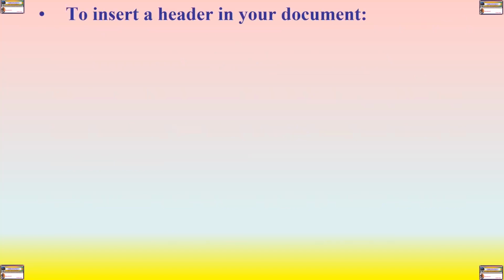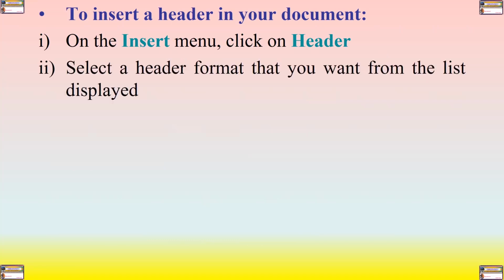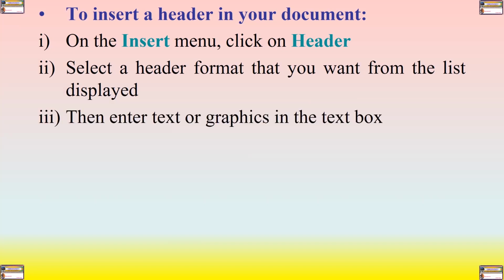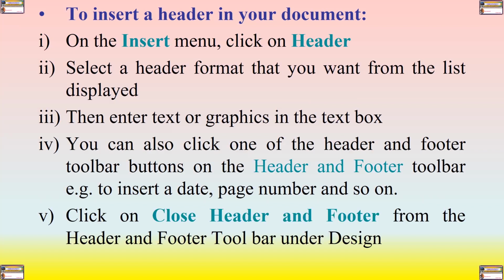To insert a header in your document, you click on Insert menu and choose Header. Then select a header format that you want from the list displayed. Then enter text or graphics in the text box. You can also click one of the buttons on the Header and Footer toolbar. For example, we insert a date, page number, and so on. Then click on Close Header and Footer from the Header and Footer toolbar under Design.